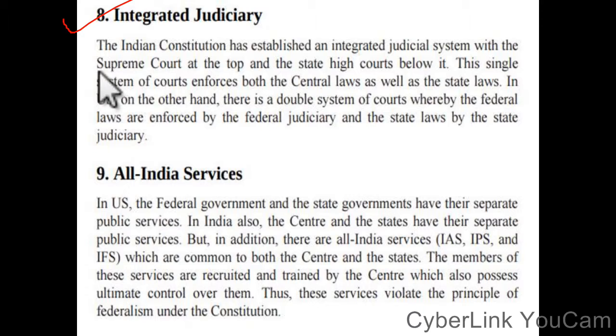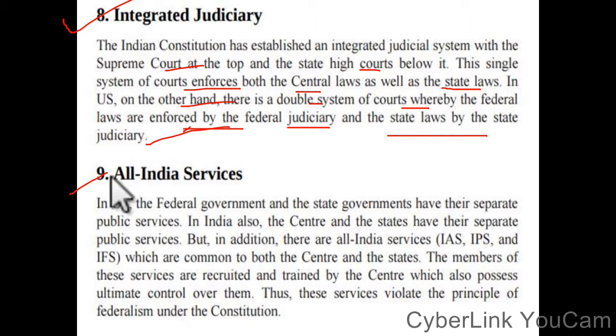Integrated judiciary. The Indian Constitution has established an integrated judicial system with the Supreme Court at the top and the state courts below it. This single system of courts enforces both central laws as well as state laws. In the US, on the other hand, there is a double system of courts, whereby federal laws are enforced by the federal judiciary and the state laws by the state judiciary.